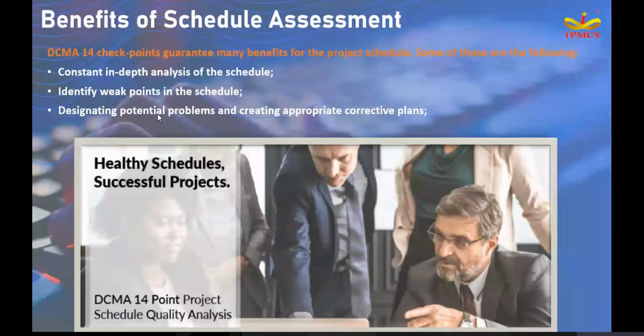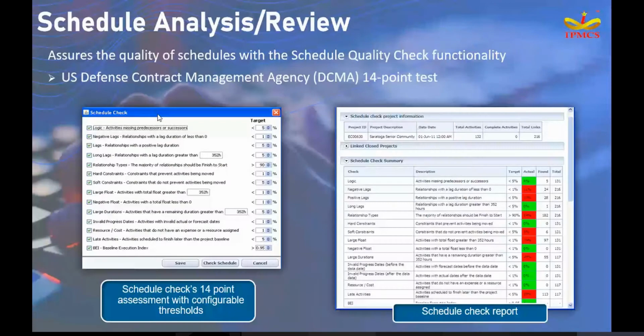As we have seen in the screenshot, these 14 points have some targets, such as whether in your schedule you have any negative lags, or how many relationships are finish to start. Like that, we have 14 points. You can see the report also. If it is in green color, all points are satisfied. If it is in red color, you need to go back to the schedule, correct those points, and once again run the schedule check.